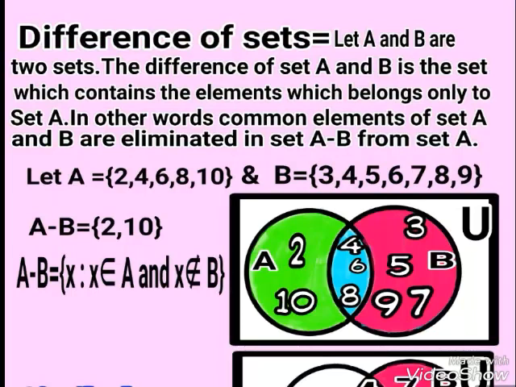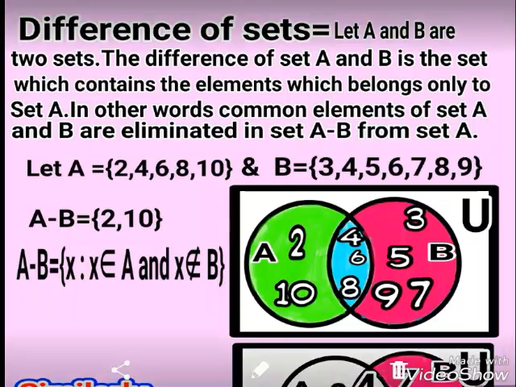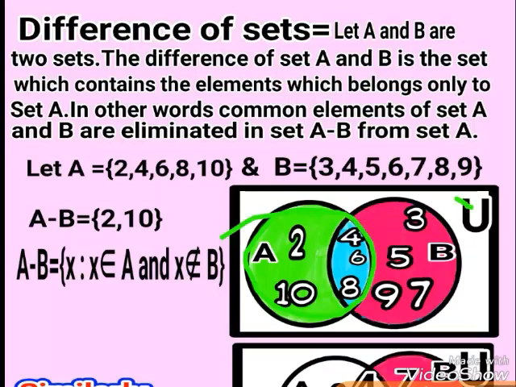So we can say A minus B equals the set of X such that X belongs to A and X does not belong to B. We have made a Venn diagram for the difference of set A and set B. This is set A, this is set B. The difference A minus B is represented by the green portion of the circle A. We can easily look here that the common elements of set A and set B are subtracted from A in the set A minus B.